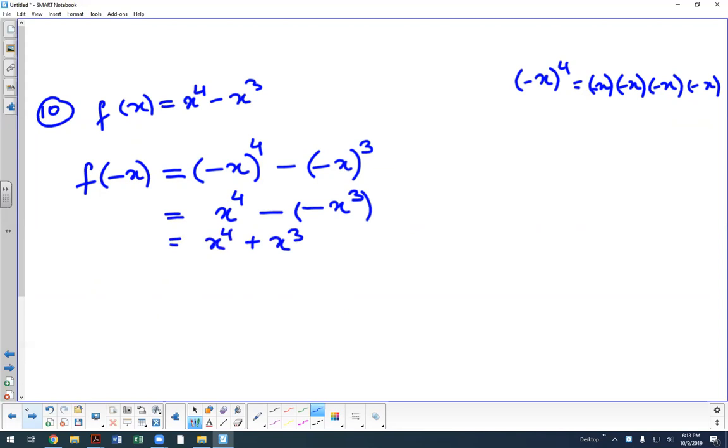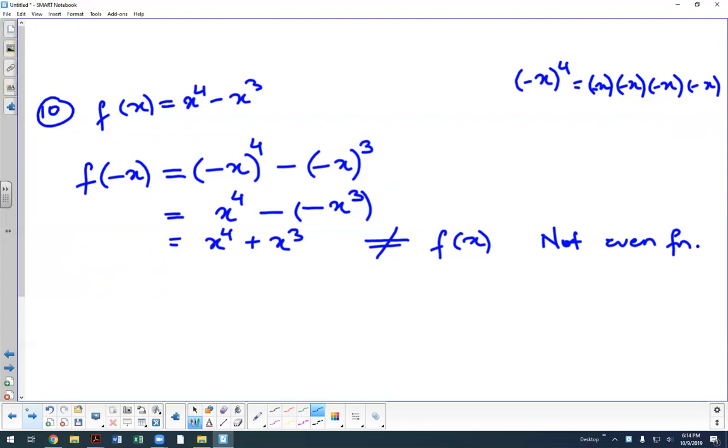Now, is this the same function that I started out with? No. So this is not equal to the original f of x function, which means this is not an even function. And if it's not an even function, it does not have symmetry with respect to the y-axis.